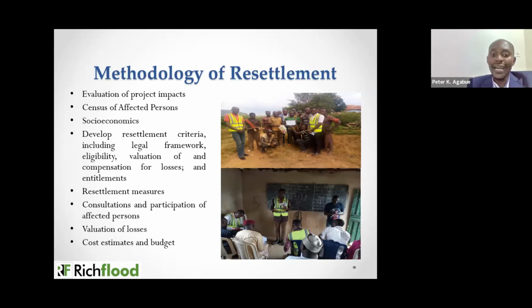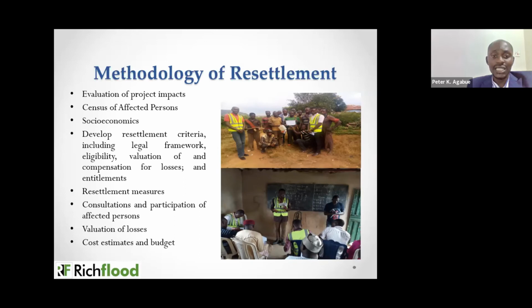Resettlement measures are to be put in place. Valuation of losses is also to be captured. The World Bank policy 4.12 on involuntary resettlement states that lost income and assets will be valued at their full replacement cost, such that the project affected persons should not experience any net loss. Cost estimates and budgets are also very important to be captured as well.